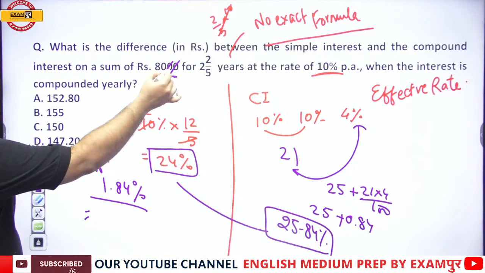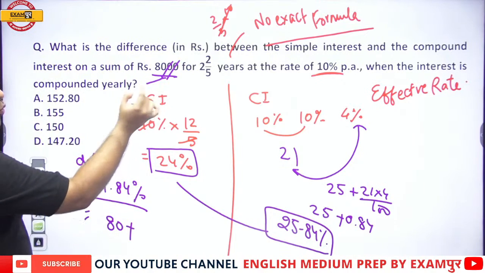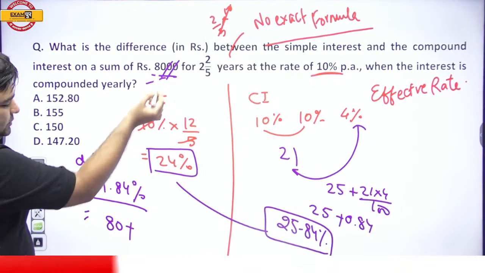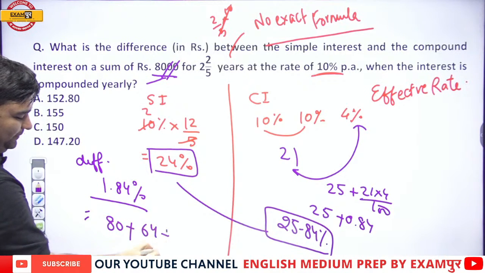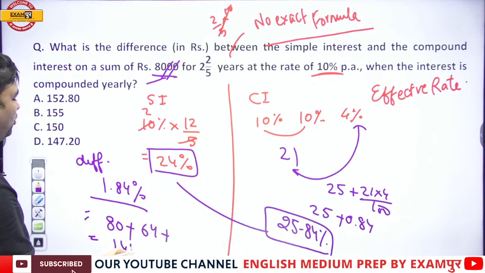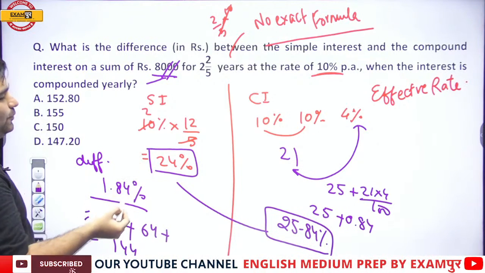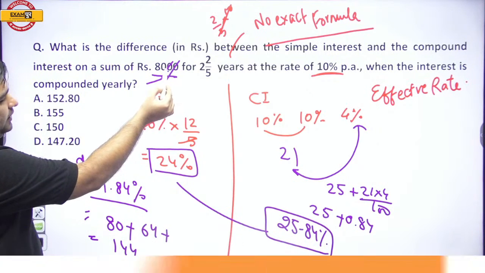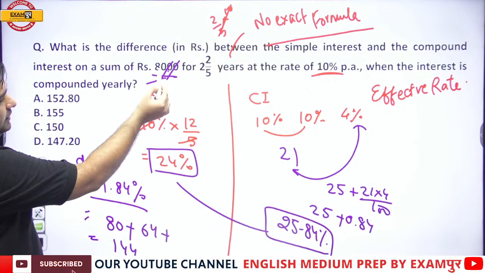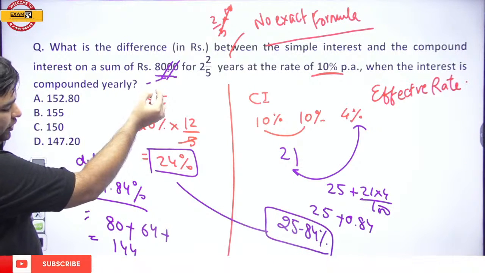What is 1.84% of 8,000? 1% is 80 rupees. So what is 0.8%? 64 rupees more. So more than 144. All options are more than 144. Then 0.04%: 10%, 1%, 0.1%, 0.01%. 0.01% is 0.8. So 3.2.